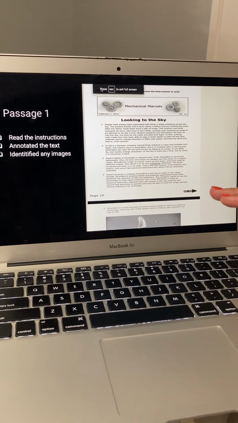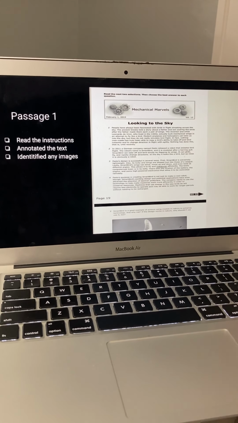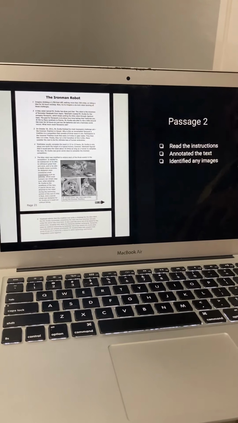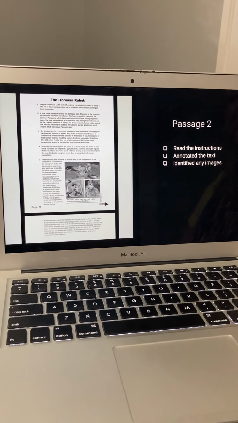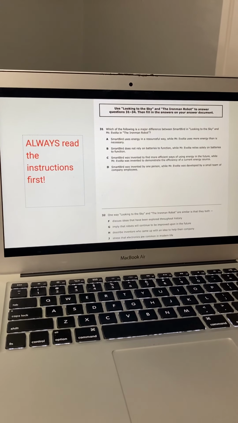So just as a reminder, we've already read the instructions for passage 1, we've annotated the text, and we've identified any images. And for passage 2, we did the same. We read the instructions, annotated the text, and identified any images in our past lesson.